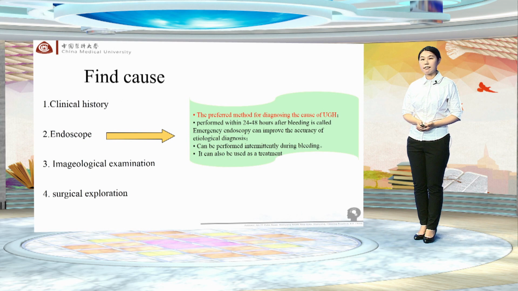Because some lesions can heal in a short period of time without leaving traces, they are difficult to find after the acute phase. Endoscopy can directly observe the bleeding site, determine whether the bleeding is continuing or assess the risk of rebleeding, and it is also a very important and effective treatment.